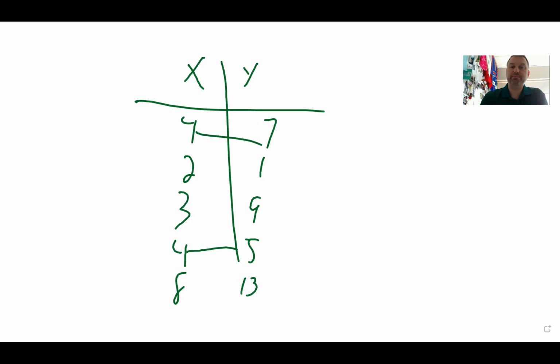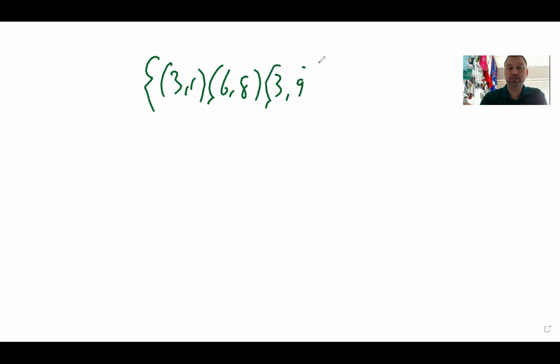Sometimes it's a set of ordered pairs. So you'd have 3, 1, 6, 8, and 3, I don't know, 9, whatever. Okay, 3 goes to 1, 3 goes to 9, not a function. Okay, each input can only go to one output.